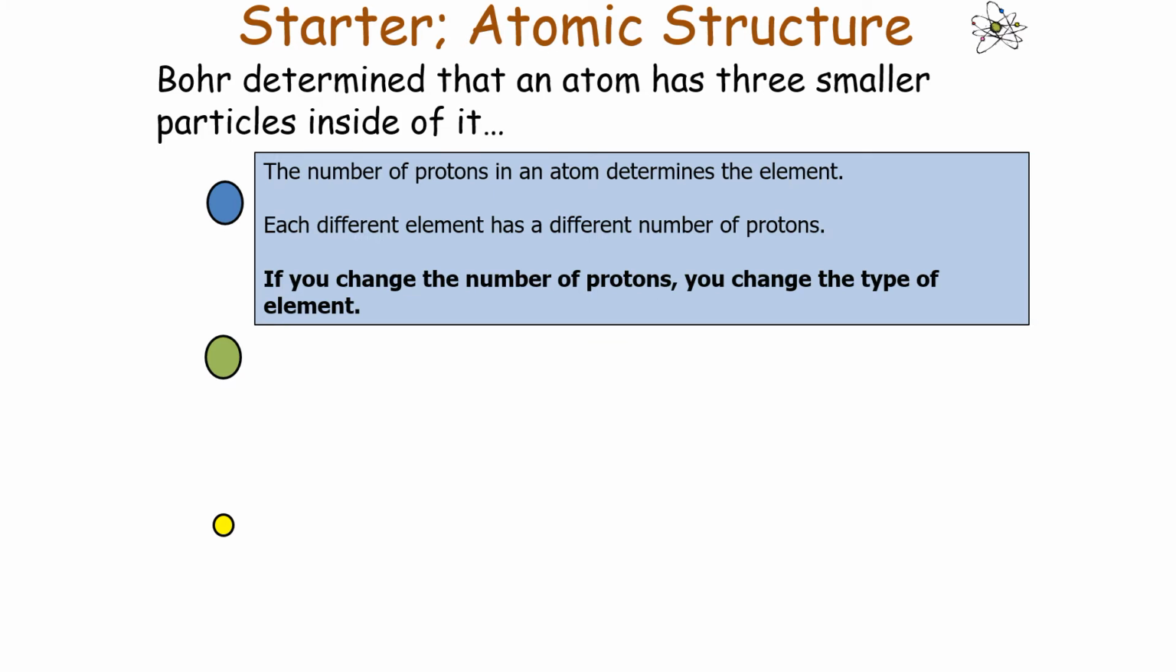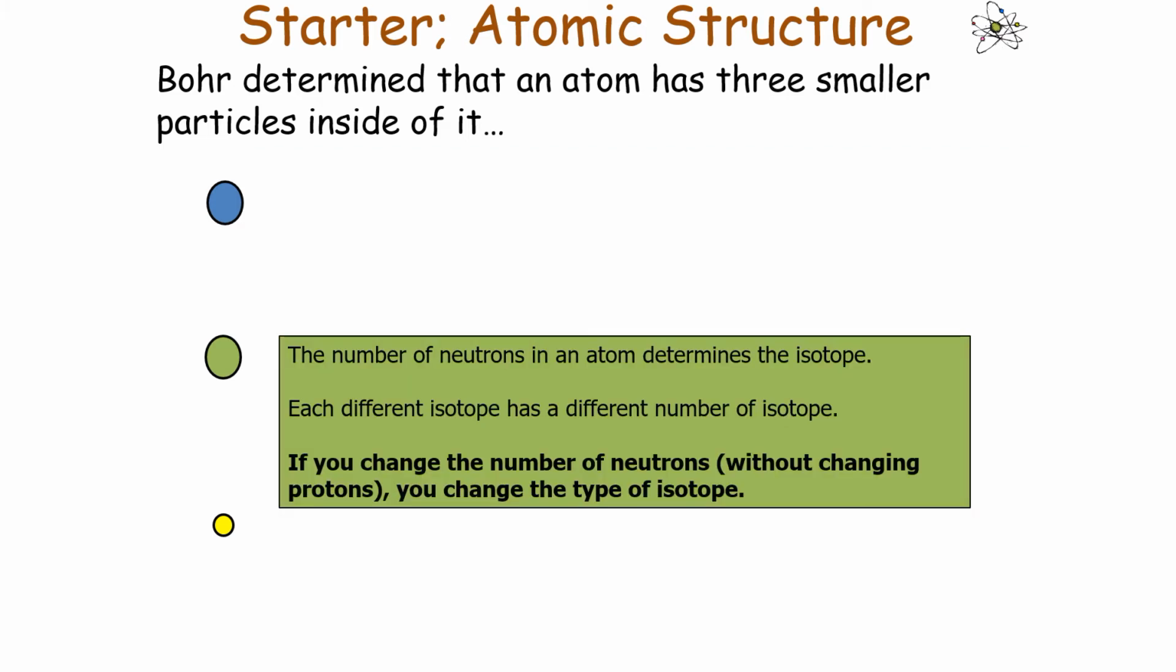Now the number of protons in an atom determines the element. Each different element has a different number of protons. So if you change the number of protons, you change the type of element. The number of neutrons in an atom determines the isotope. Now each different isotope has a different number of neutrons. So if you change the number of neutrons without changing the number of protons, you change the type of isotope.